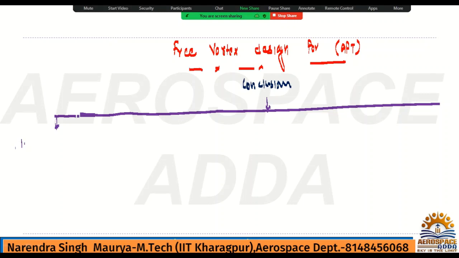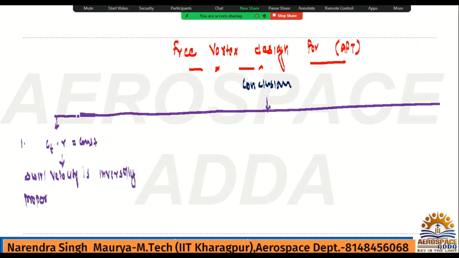What we concluded first is that the swirl velocity is inversely proportional to the radius, which is the swirl component, Ct into R is equal to constant. This is the conclusion, which comes from the derivation, and I don't want to derive it here. The meaning is that the swirl velocity Ct is inversely proportional to the radius.